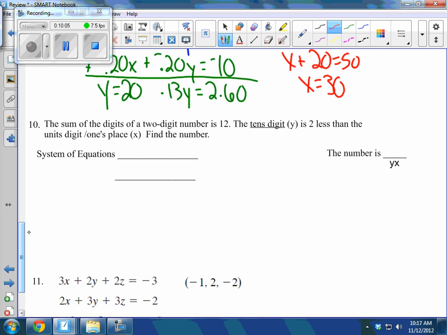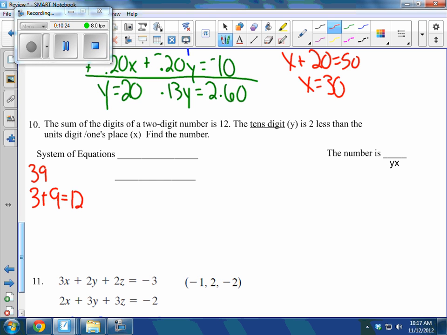The sum of the digits of a two-digit number is 12. So if I have a two-digit number, for example, 39, if I add 3 plus 9, I get 12. That's what that's saying. The tens digit y is 2 less than the units digit, or the ones place, x.